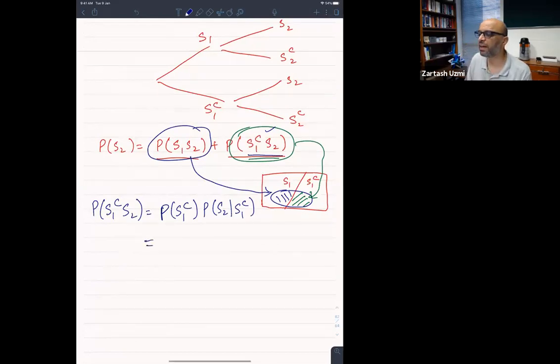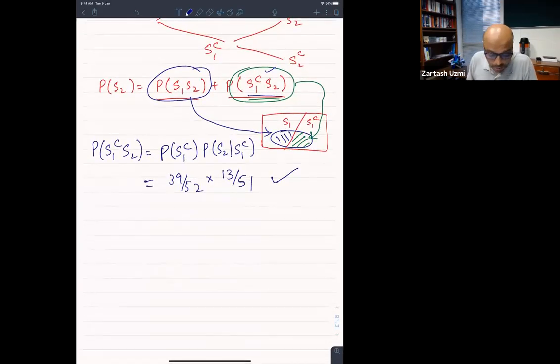What is the probability of S1 complement? S1 complement in the chat window. S1 complement 39 over 52, somebody said that. Okay. What is the probability of S2 given S1 complement? The probability of S2 given S1 complement is 13 out of 51. This is great. Okay. So we have found that out.